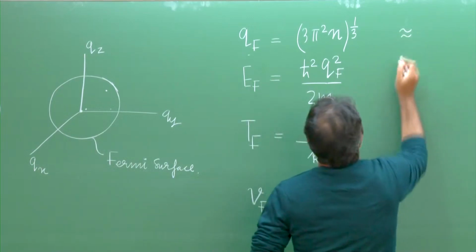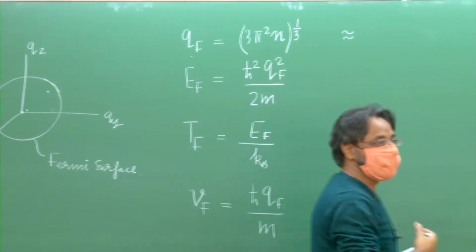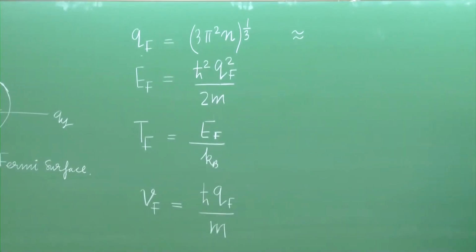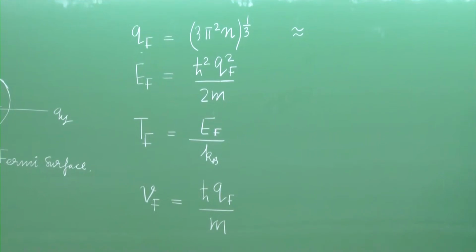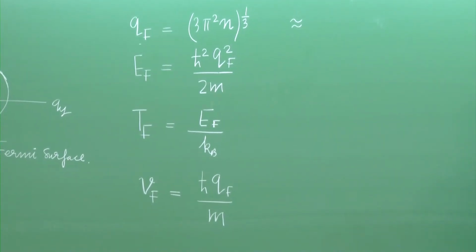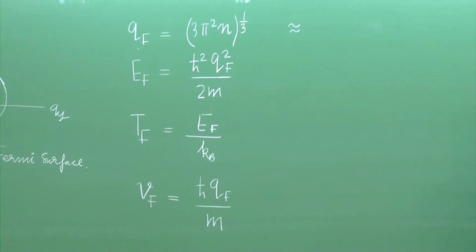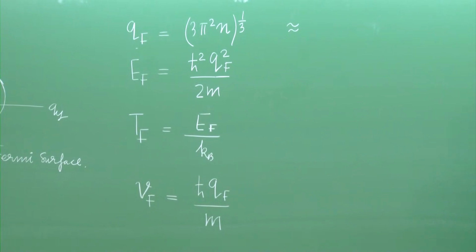Once you know n, you can get all these quantities, isn't it? It's a simple exercise. And n you can know from the number of electrons that the atoms in that particular element donate to the conduction band. In the case of sodium, for instance, 1 electron, and from the lattice parameter of sodium you can get this number n, which will come out to be 2.5 times 10 to the power 22 electrons per centimeter cube. That is the density of electrons in sodium metal.